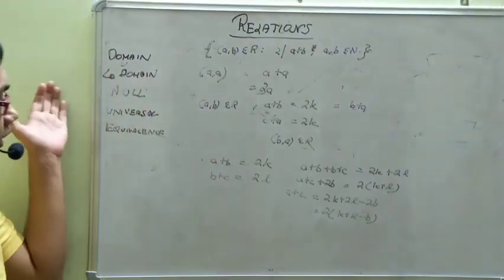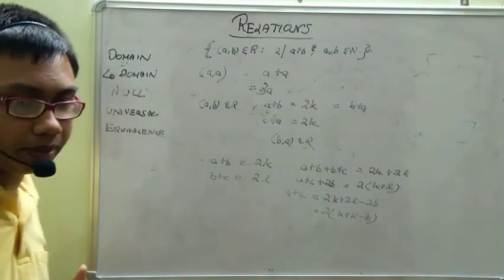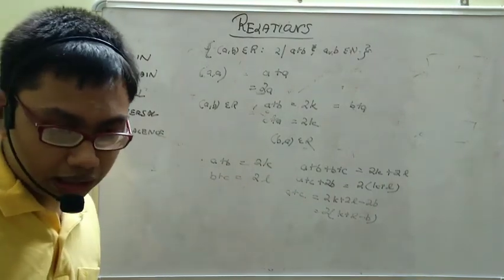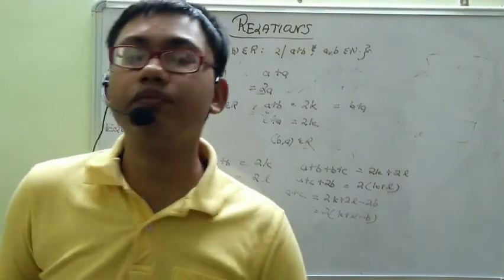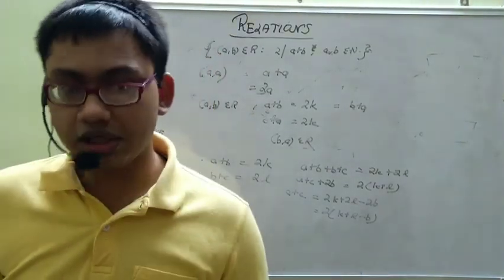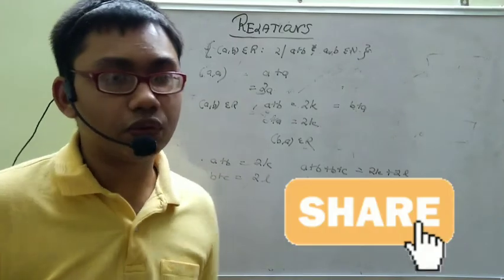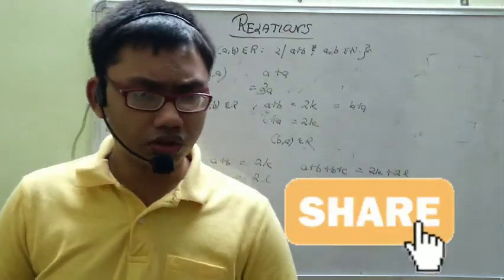So we studied the basic terms of domain, the null relation, the universal relation, and we also studied the equivalence relation and how to check if a given relation is an equivalence relation. So this is all for this lecture.